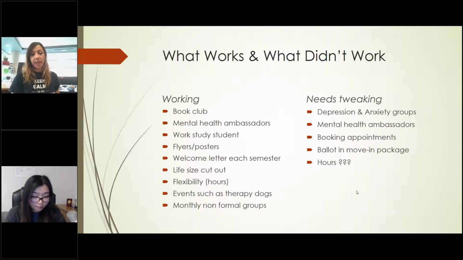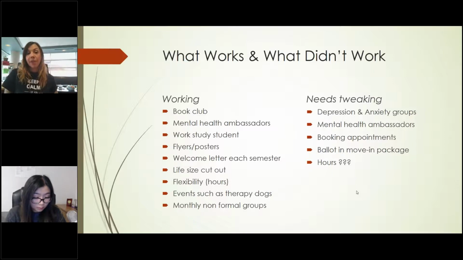Events are working, as I mentioned before: therapy dogs, and running some informal groups. And just back to what needs tweaking. We talked about depression and anxiety groups, and mental health ambassadors. The other thing that needs tweaking is booking appointments.